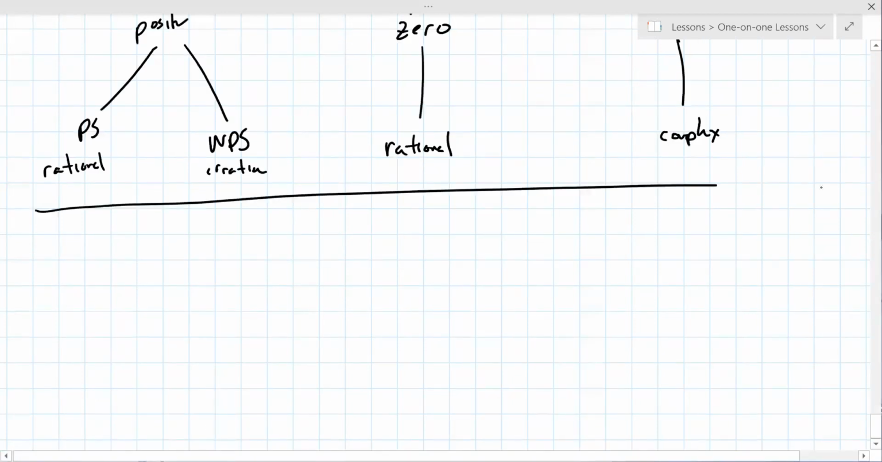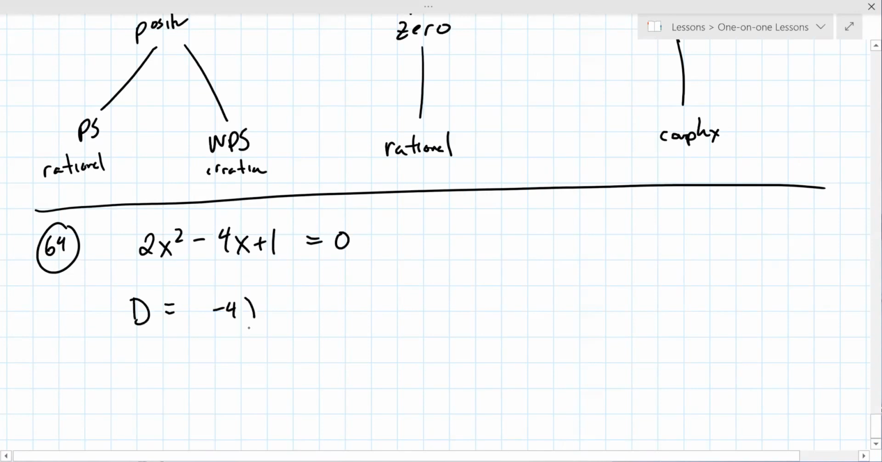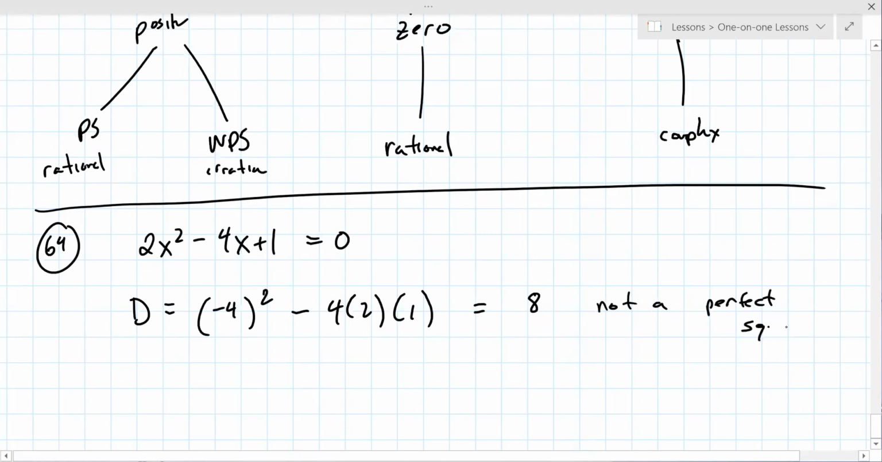So let's look at 64. It says 2x squared minus 4x plus 1 equals 0. The discriminant is minus 4 squared minus 4 times 2 times 1. That is 8. 8 is not a perfect square. So it's irrational. That's right. It's real, but irrational, if that means something to someone.